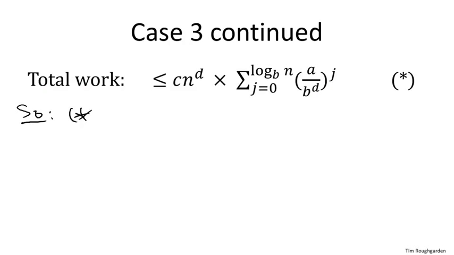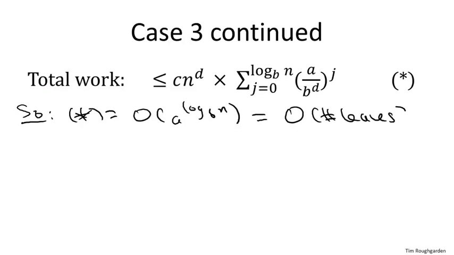So what we've done is we've mathematically confirmed, in a very cool way, our intuition about what case 3 should look like in the master method. We've proven that in case 3, when a is bigger than b to the d, the running time is O of the number of leaves in the recursion tree, just as the intuition predicted.